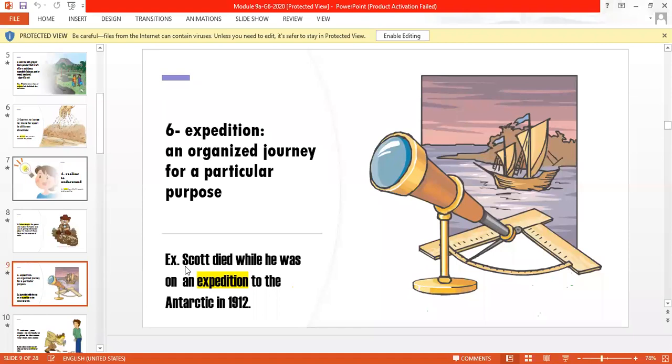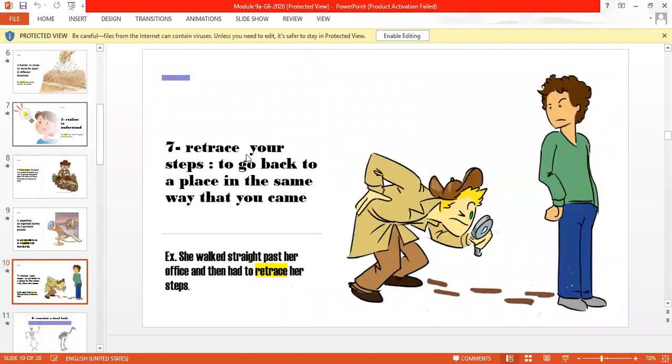Retrace your steps. It means to go back to a place in the same way that you came. She walked straight past her office and then had to retrace her steps. Retrace means to follow something over. It means to follow your steps, for example, to check something. Like this picture, retrace. Okay. Or to follow the steps, or to follow something. If you want to discover something after somebody, for example, you can retrace his or her steps.